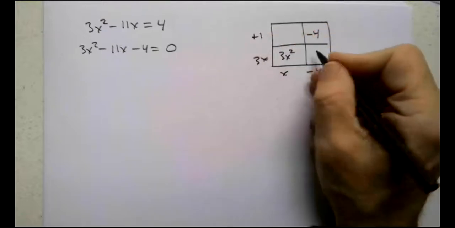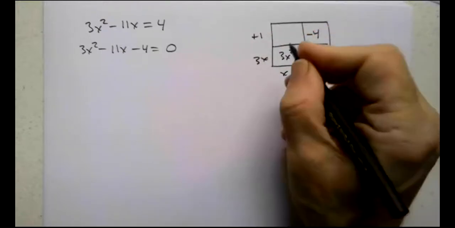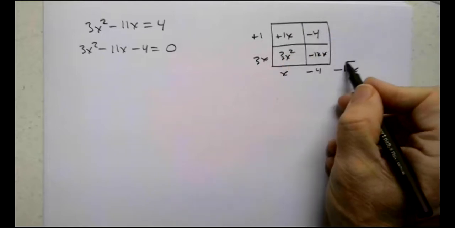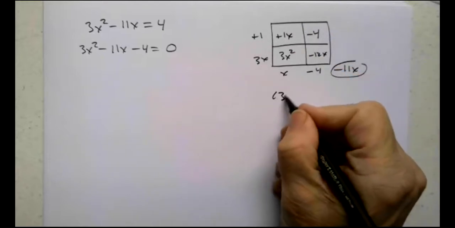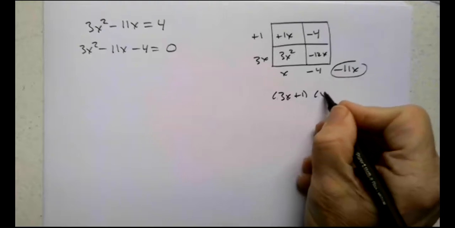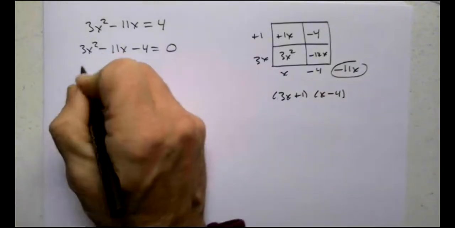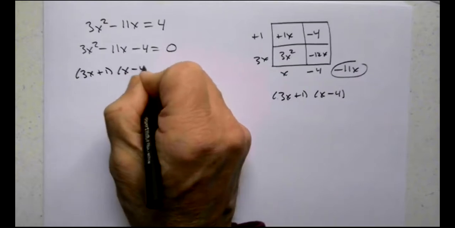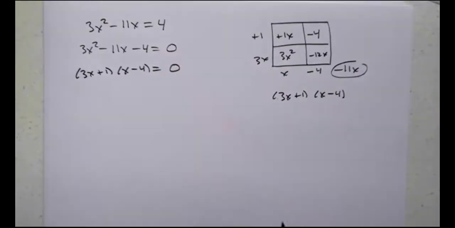I think that'll work. Negative 4 times 3x, negative 12x, positive 1 times x, positive 1x. That adds up to negative 11x. So we get 3x plus 1 times x minus 4. 3x plus 1 times x minus 4 is 0.